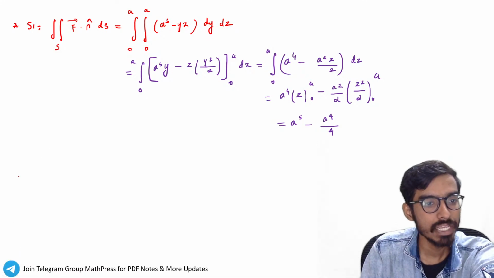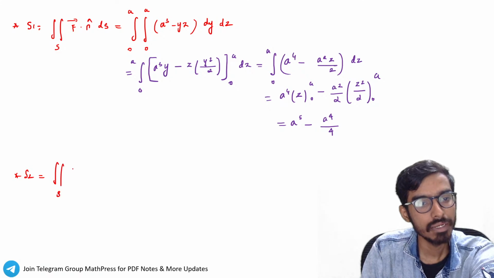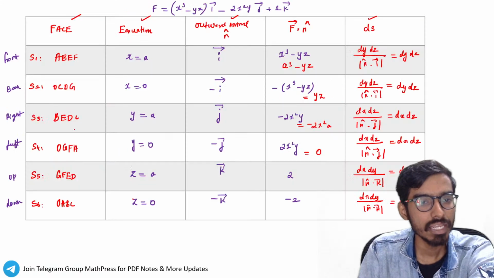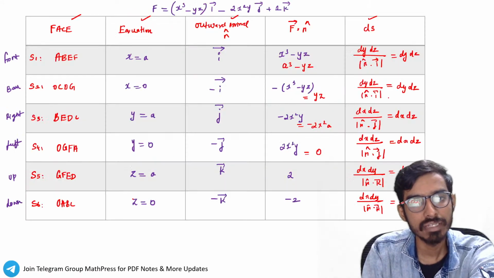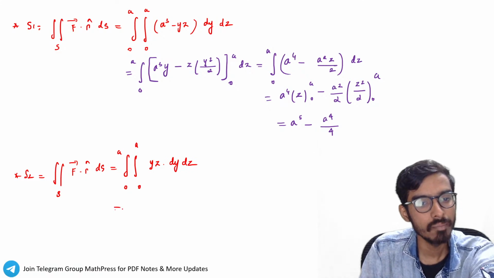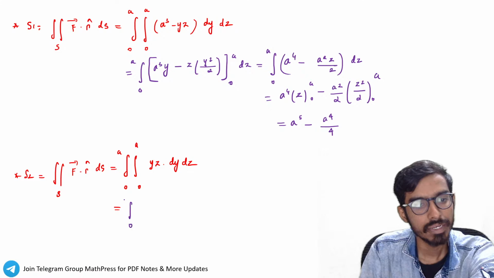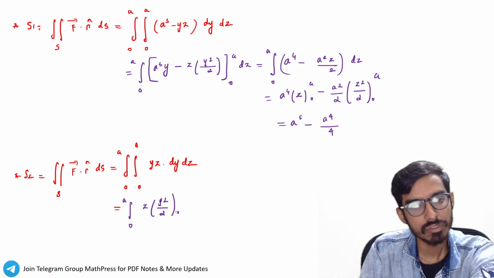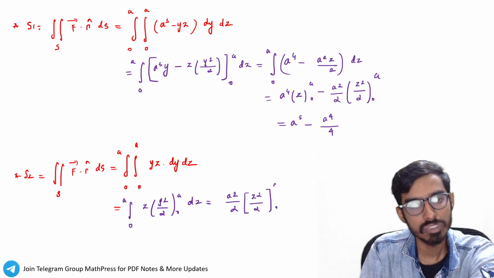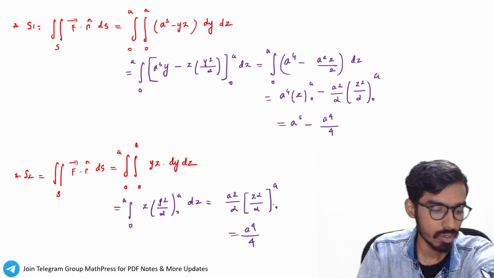Now again you find S2. S2 is the double integral over S of f vector dot n cap ds, and everything here is 0 to a. What is f dot n for S2? It is yz, and ds is dy dz. So y varies from 0 to a, z varies from 0 to a. This will be the integration from 0 to a with respect to y: z y square by 2, 0 to a dz. I can take a square by 2 outside. Integration of z is z square by 2, 0 to a. This will be a power 4 by 4.